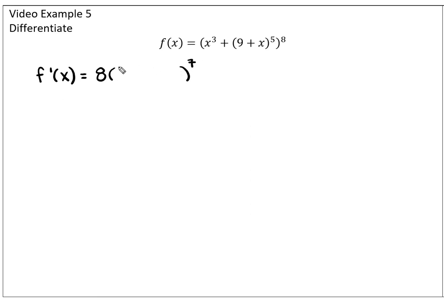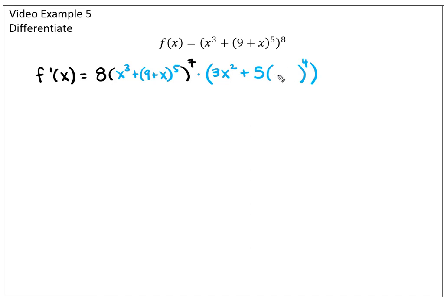Inside this parentheses, nothing changes. So we're going to write x cubed plus parentheses 9 plus x to the 5th power. Now what we need to do is the chain rule and take a derivative of everything I just wrote in blue. We'll call that our inner function. So I'm going to multiply by the derivative. The derivative of x cubed is 3x squared plus the derivative of this parentheses is going to be 5 parentheses to the 4th power.